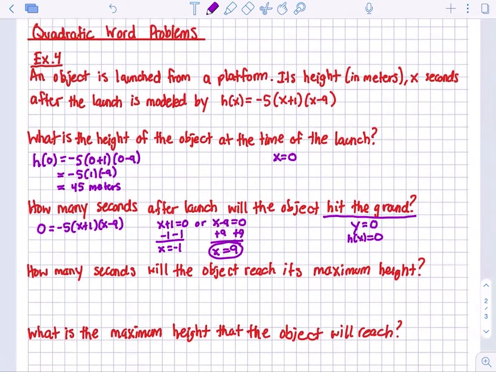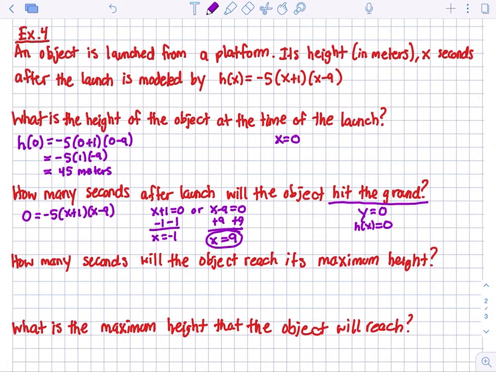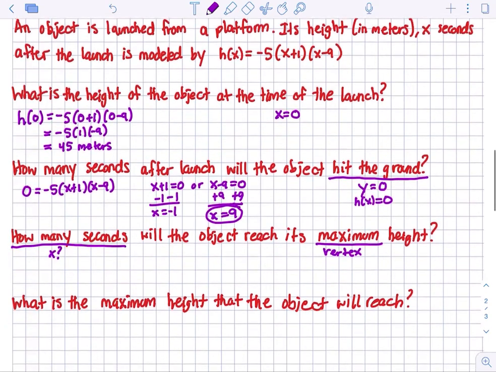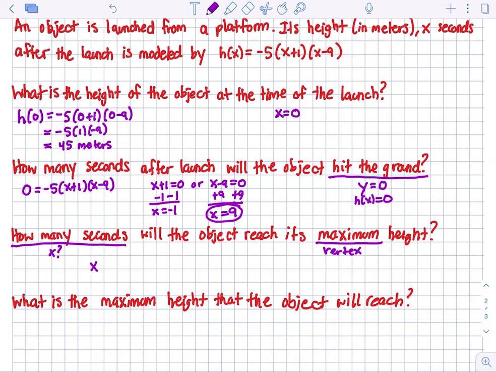Okay. This one right here: how many seconds will the object reach its maximum height? Anytime you guys see maximum or minimum heights, that automatically means you should start thinking about your vertex. So it says how many seconds will the object reach its maximum height? How many seconds, aren't you guys solving for your x variable, right? So that means we need to find the x value of your vertex. And you guys know that it's this, right?